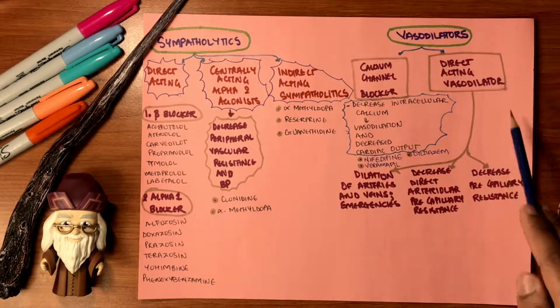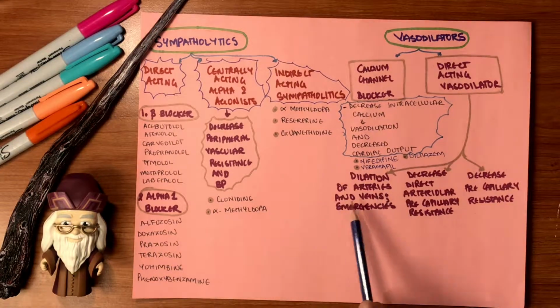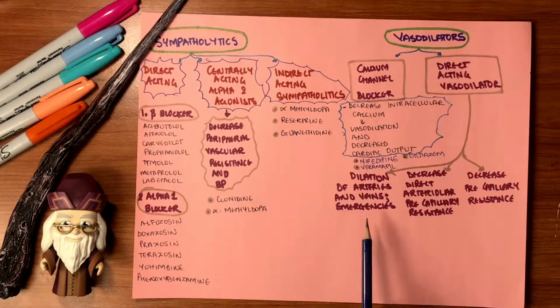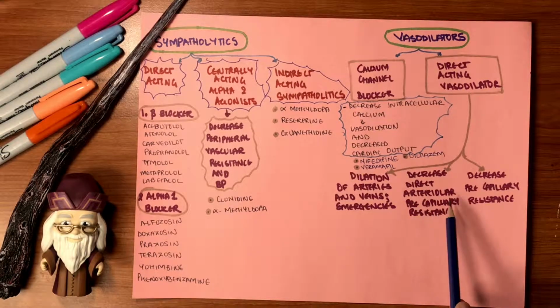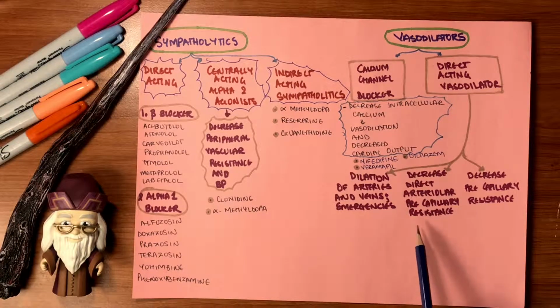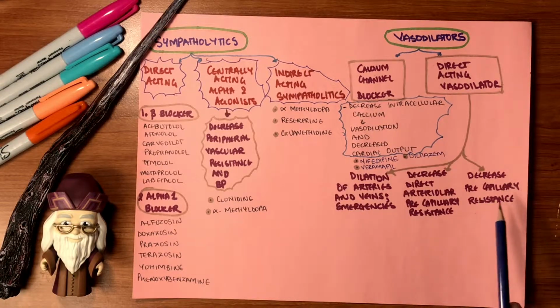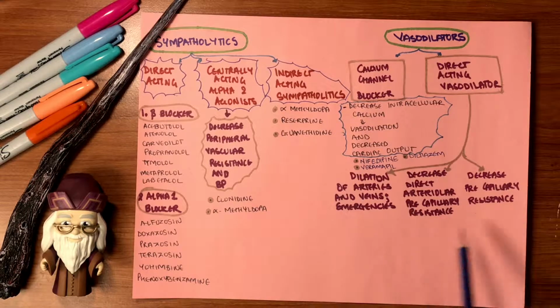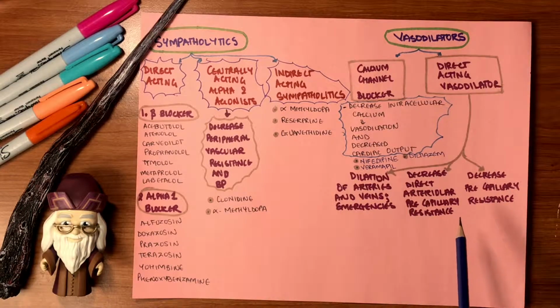Directly acting vasodilators have three different sections. Number one, dilation of arteries and veins during emergencies. Number two, decrease direct arteriolar precapillary resistance, basically vasodilation. And third, decrease precapillary resistance. All in all, reduces the blood vessels' tension by decreasing blood pressure.